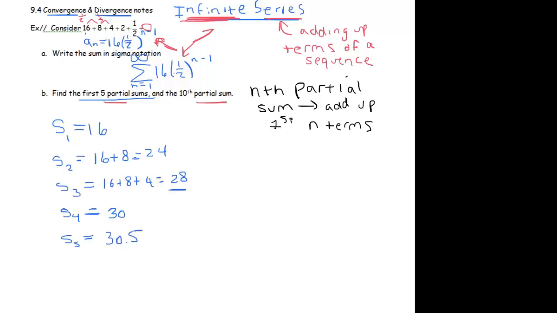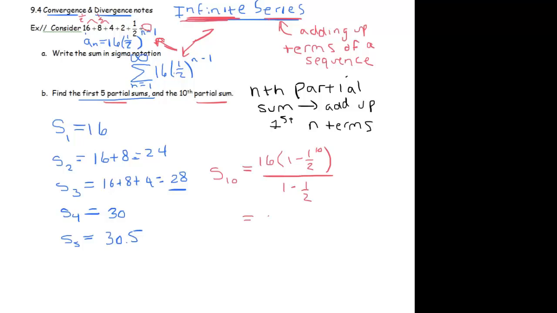And then it says to compute the 10th partial sum. So the 10th, I'm going to add up the first 10 terms. And here I'm going to appeal to the formula we already know. The terms form a geometric sequence, and so I'm going to use my formula. My formula says that to add up the first 10 terms, I take my first term, multiply it times 1 minus my r to the 10th, and then divide that by 1 minus my r. And this ends up being 16.